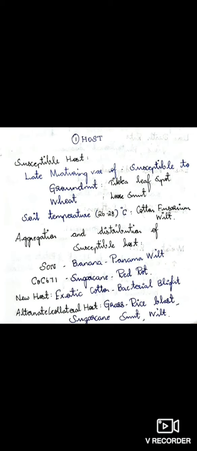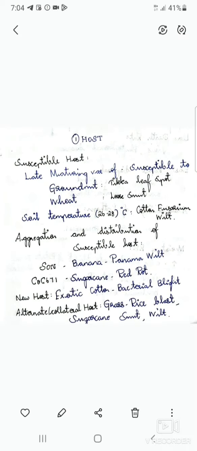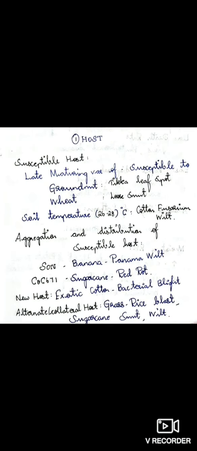Okay, and the final one is the alternate or the collateral host. Alternate host is a host belonging to a different family, but collateral host is another individual or another plant of the same family. That is the only difference between these two.